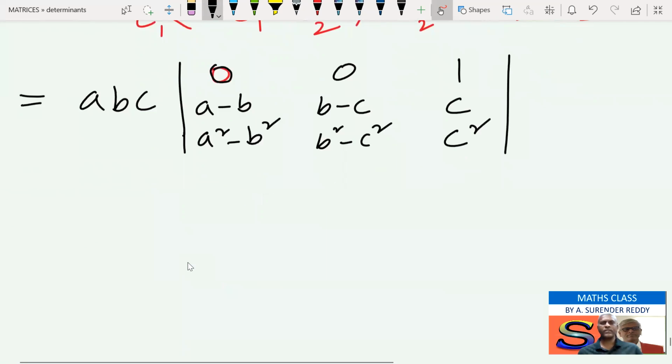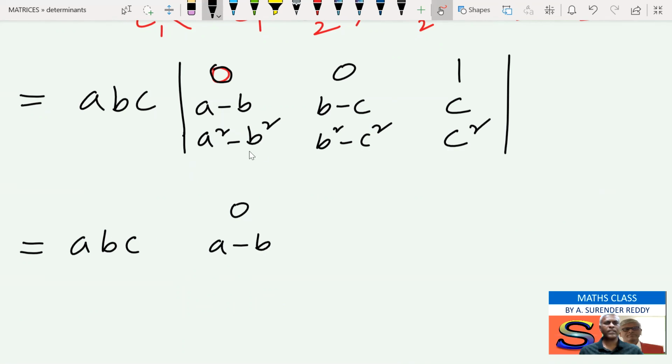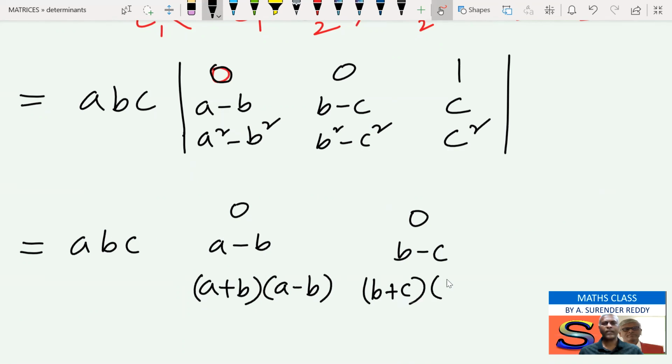So two transformations we did. Further simplifying, I am writing 0, a minus b, this is a square minus b square, a plus b, a minus b. Similarly, b square minus c square can be written as b plus c and b minus c. So the last column has no change.